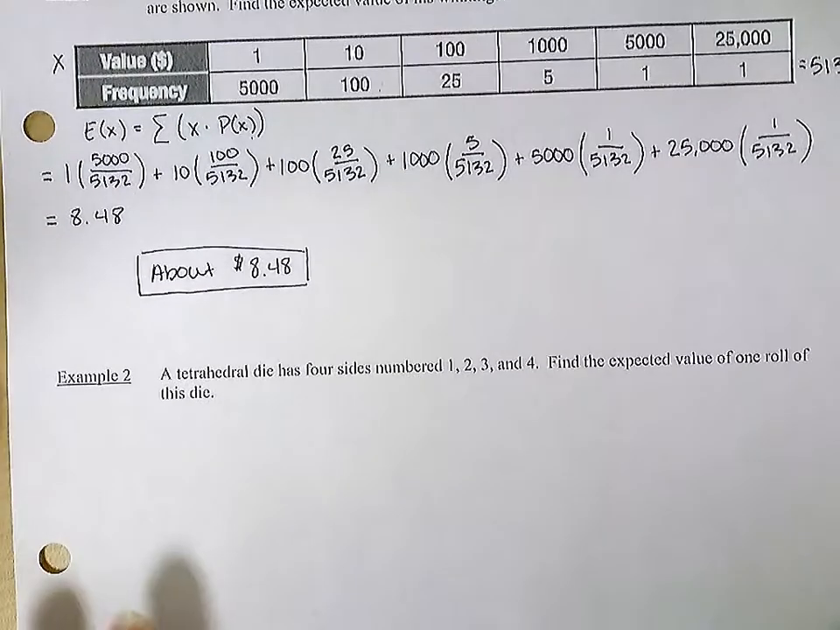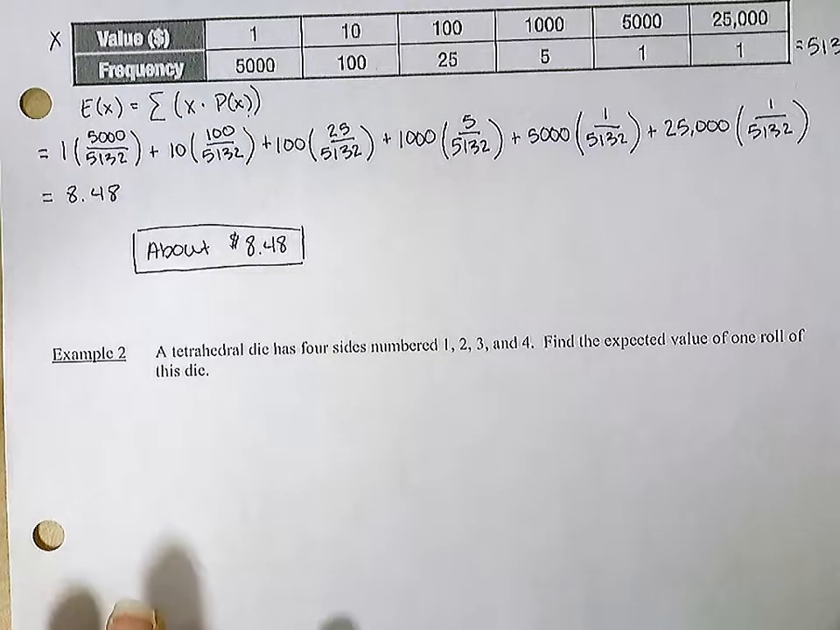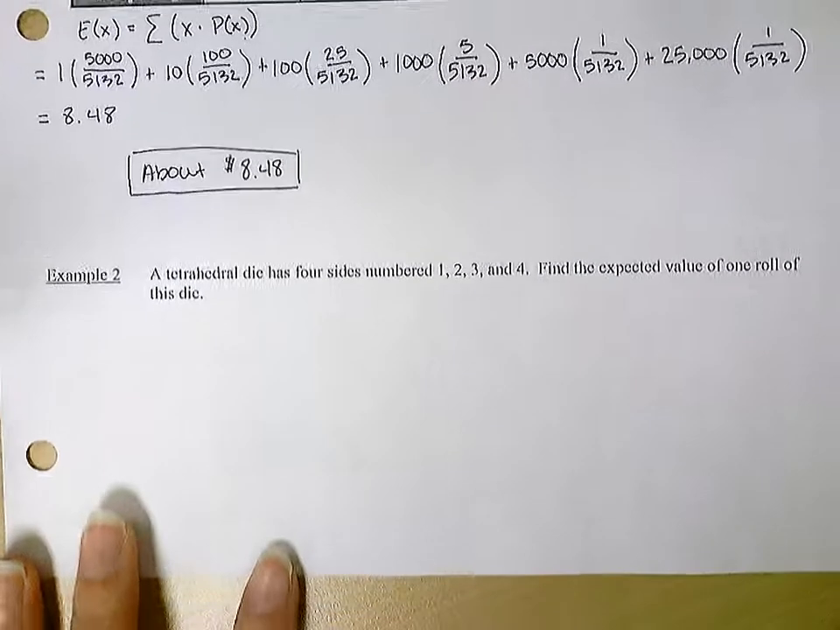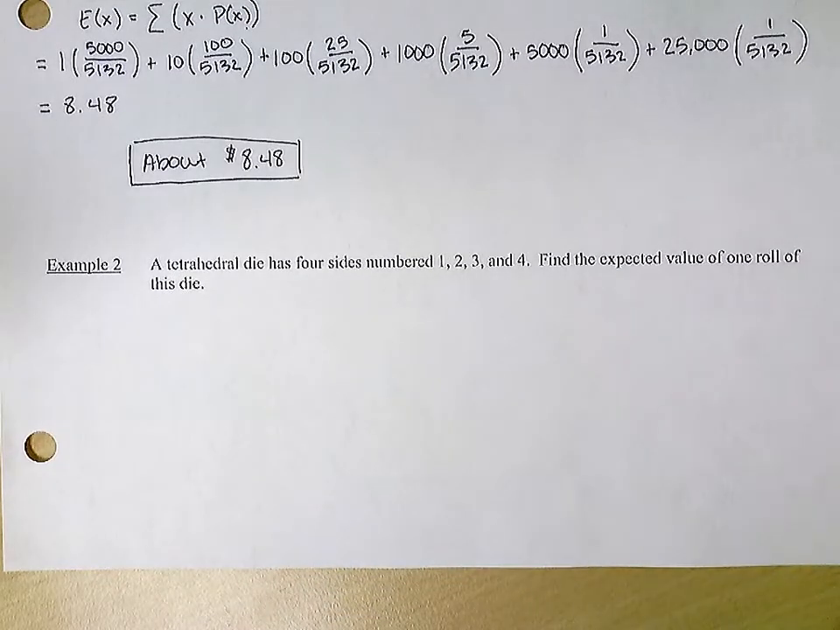So, questions on that first example? All right, then example 2. A tetrahedral die has 4 sides numbered 1, 2, 3, and 4. We want to find the expected value of one roll of this die. So we are just finding the expected value again.